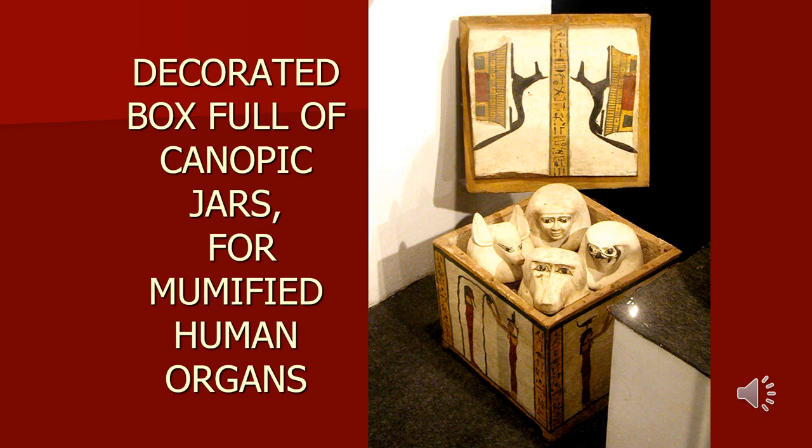The one that has the baboon's head is holding the lungs, and it represents the direction of north. The one with the jackal head is holding the stomach and the east. The one with the human head is holding the liver and represents the south, and the falcon head is holding the intestines and represents the west. They left the heart in the body because they considered it the seat of the soul, but they would fish the brain out with kind of a crochet hook through the nose and discard it because they thought it had no value.